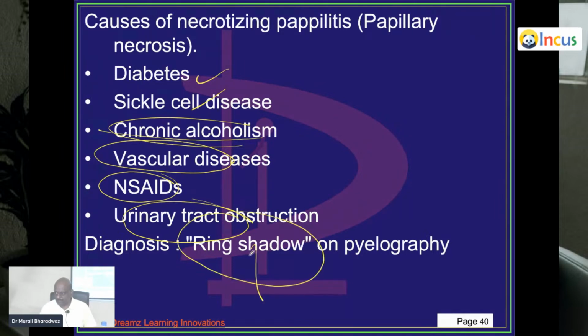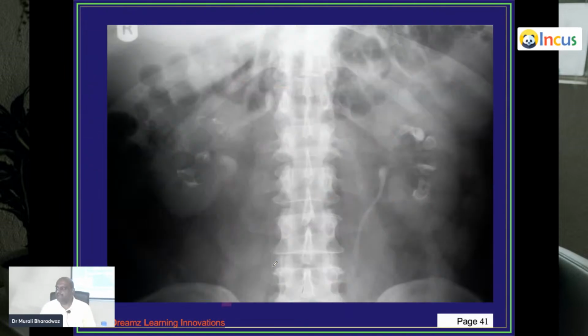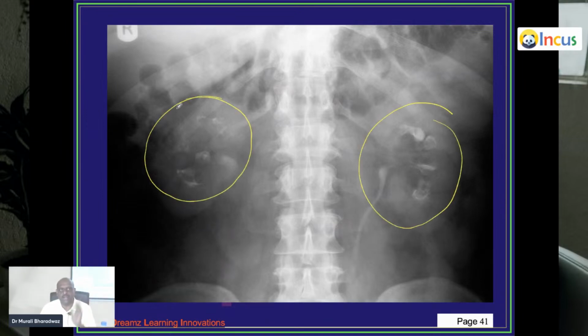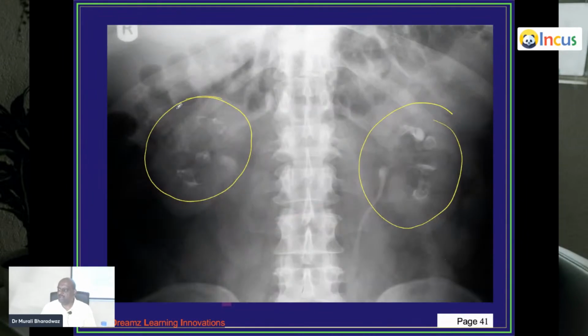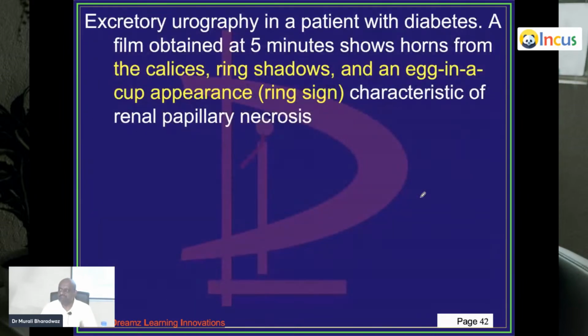And what do you see on pyelography? Ring shadow is what you need to remember for tomorrow's exam. Ring shadow. Then what is that called? Egg in cup appearance. This is also called egg in cup appearance.